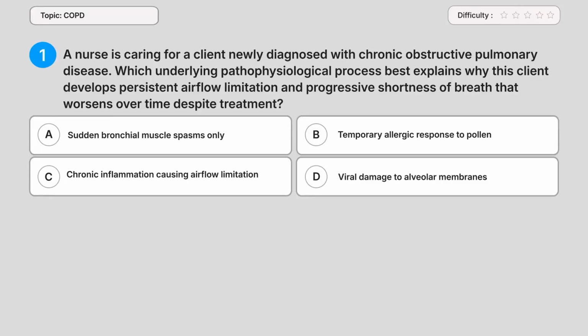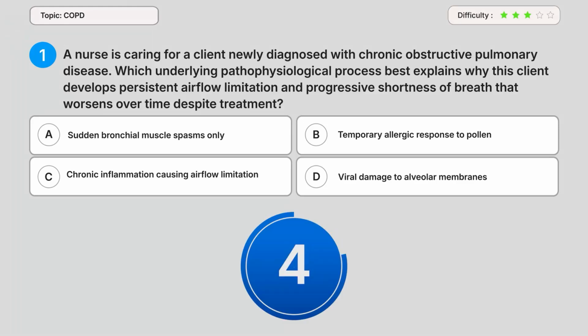1. A nurse is caring for a client newly diagnosed with chronic obstructive pulmonary disease. Which underlying pathophysiological process best explains why this client develops persistent airflow limitation and progressive shortness of breath that worsens over time, despite treatment? A. Sudden bronchial muscle spasms only. B. Temporary allergic response to pollen. C. Chronic inflammation causing airflow limitation. D. Viral damage to alveolar membranes.